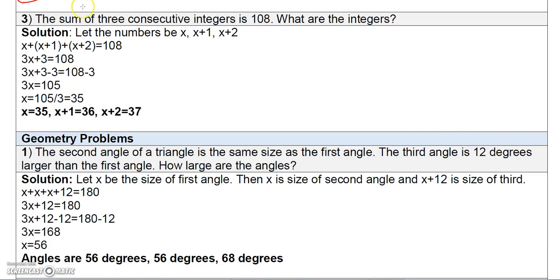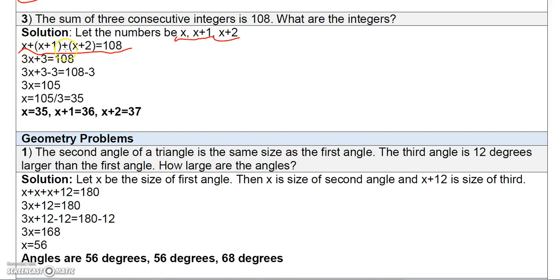The next one says the sum of 3 consecutive integers is 108. What are the integers? Well, consecutive integers are integers that differ by 1, like 3, 4, and 5, or 7, 8, and 9. So let's let x be the smallest one, x plus 1 be the middle integer, and x plus 2 be the largest integer. Now, since the sum of these adds up to 108, just add them up, x plus x plus 1 plus x plus 2, and set it equal to 108.